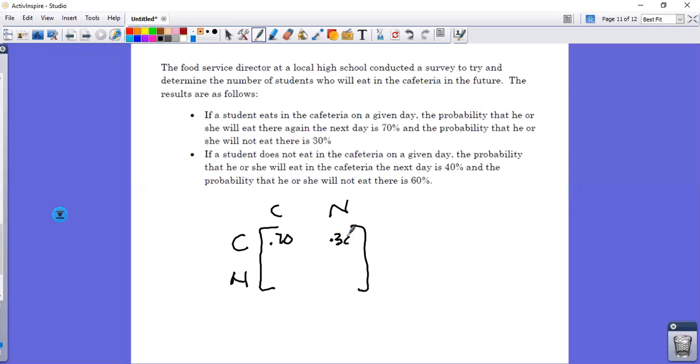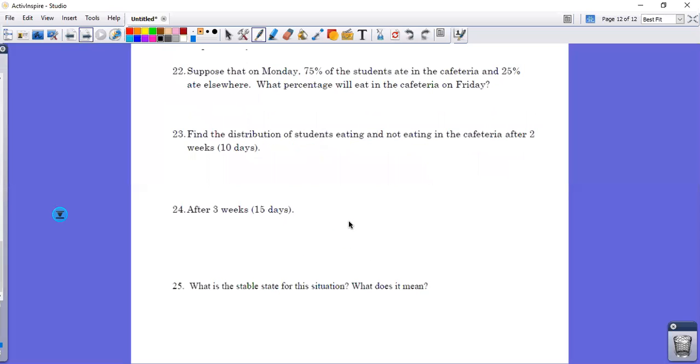So 30% would not. And if it didn't give you both of those percentages, well, that has to be 30, right? If a student does not eat in the cafeteria on a given day, the probability he or she will is 40%, and the probability he will not eat there is 60. So that's 40, 60. That's a 2x2 transition matrix. Probably should have started with that problem. I'll have to fix that.